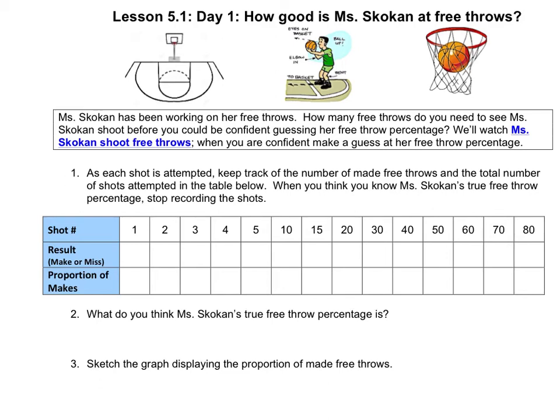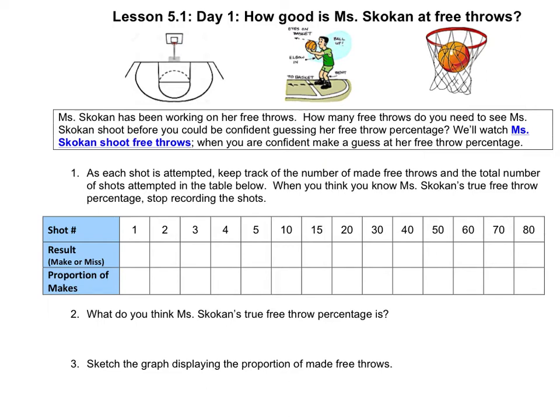We are now in chapter 5, which is our probability chapter, and we're going to start off our first lesson in probability with 2 learning targets. The first one is interpret probability as a long-run relative frequency, and the second one is use simulation to model a random process. The backdrop of our lesson is shooting free throws.